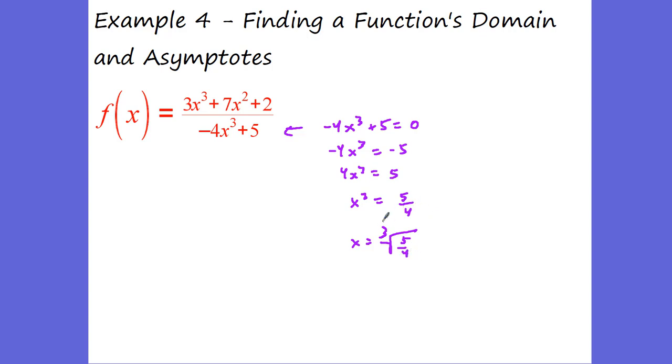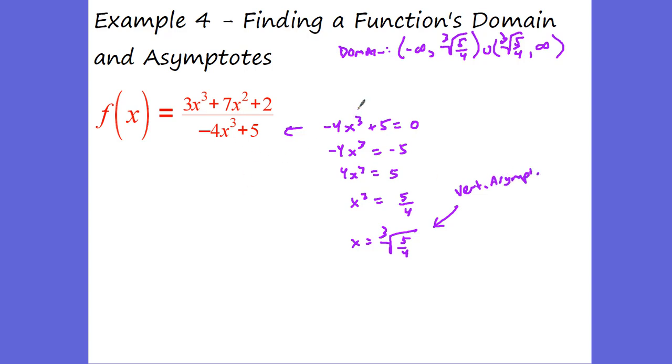So this is where we are not continuous. So what would be the domain? The domain is all real numbers except for this value right here, which means we're going to go from negative infinity all the way to the cube root of 5 fourths, and then from the cube root of 5 fourths all the way to infinity. That would be our domain. And not only is that our domain, but that's where we have a vertical asymptote. It's not canceling out on the top and the bottom, so that's where we have a vertical asymptote. This is about 1.08 or so, if you look on your calculator.